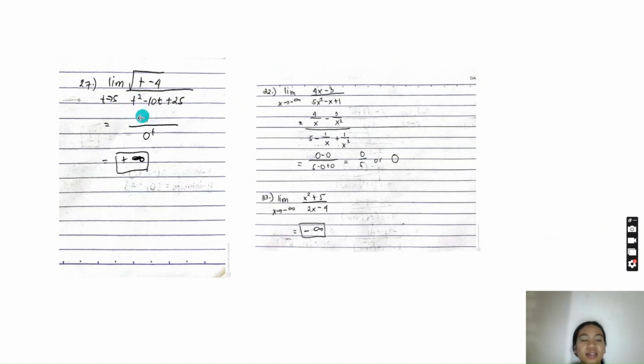Next is the limit of the square root of t minus 4 all over t squared minus 10t plus 25 as t approaches 5. So what will be the answer? In this case, we will just simply apply direct substitution. So we see that we can just directly have the answer positive infinity.